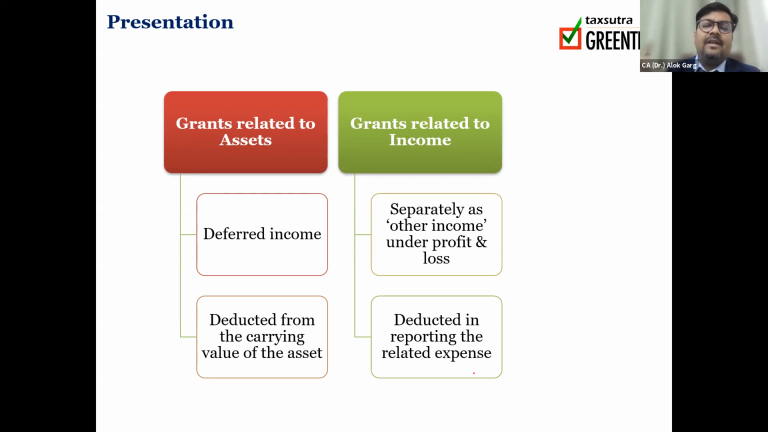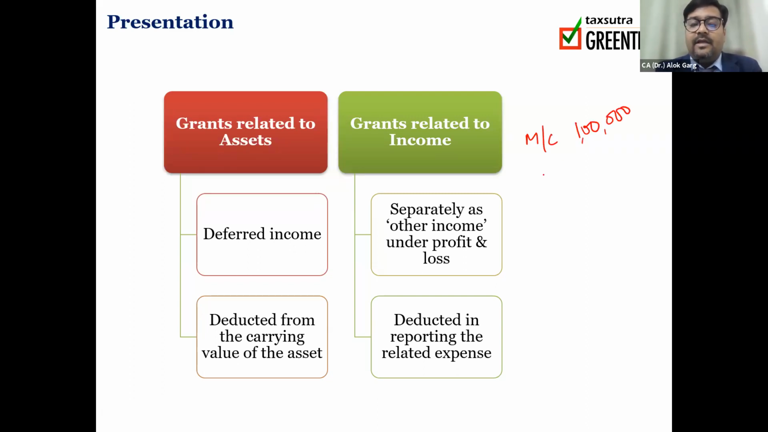Now this presentation and accounting is interrelated. Okay. So there are two presentations related to asset and two presentations related to income. So when the company is receiving the government grant related to an asset, for example, there is a machinery worth rupees 1 lakh. Okay.